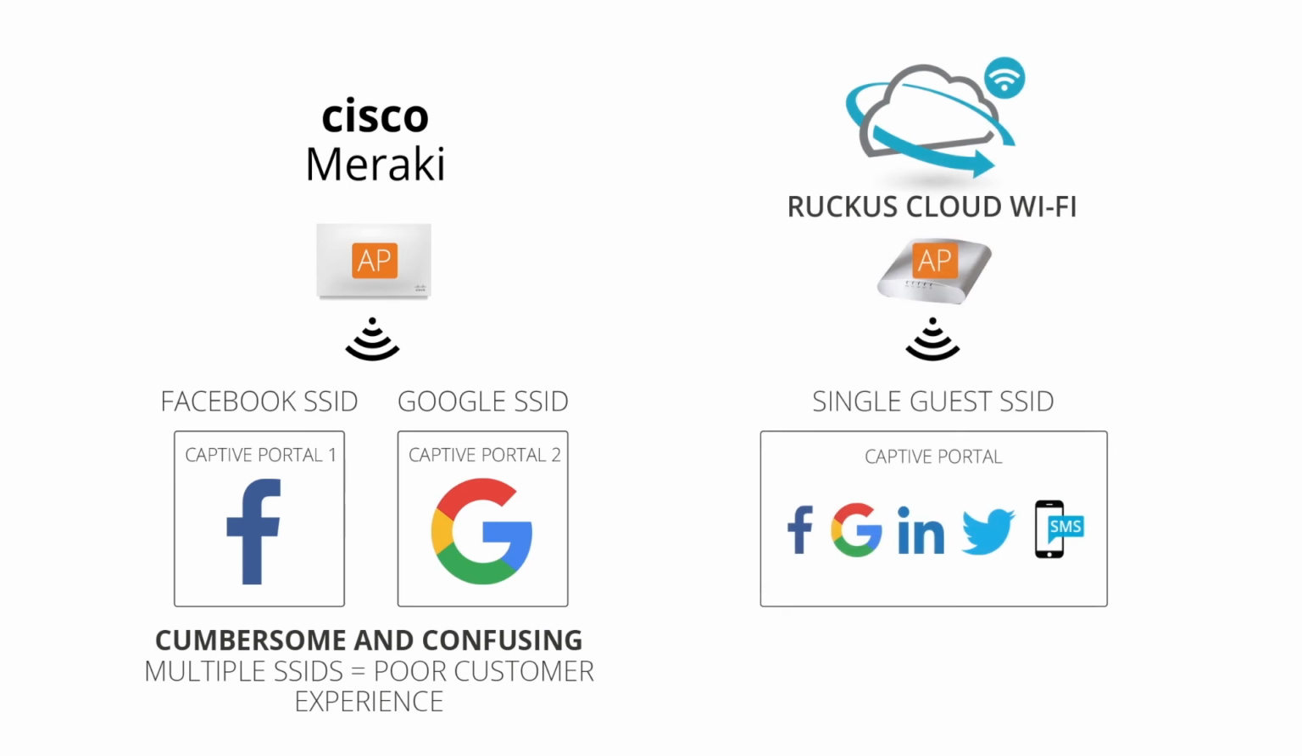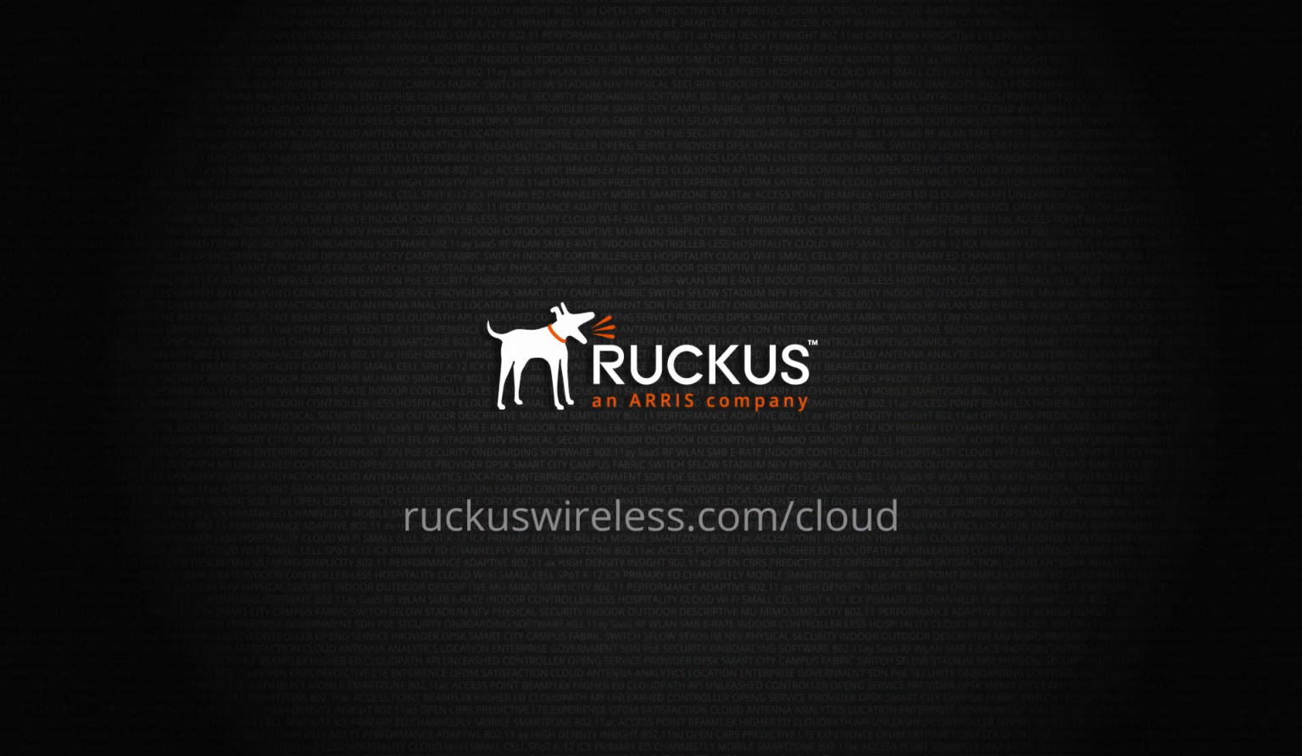Or, you can make things really easy with Ruckus, taking only 6 steps in one intuitive interface to set up an SSID that applies universally to all of your social logins, making it easy for admins and guests. One and done. The choice is simple.